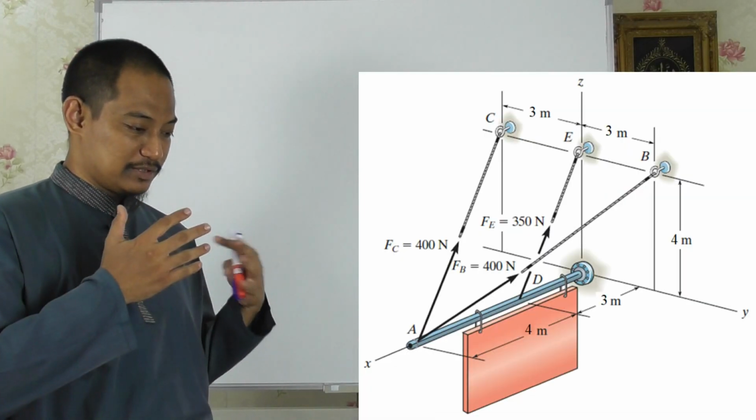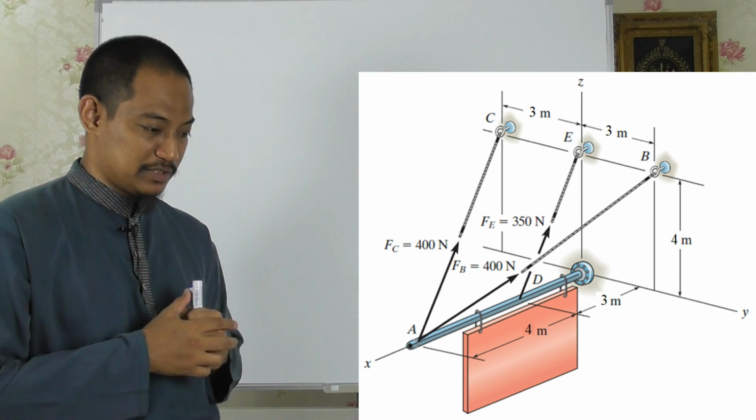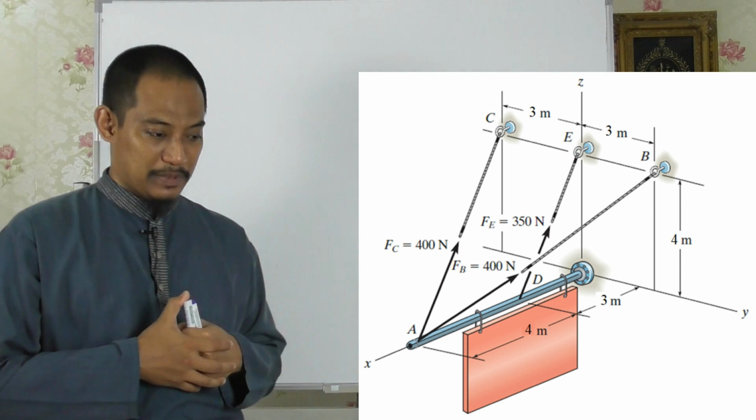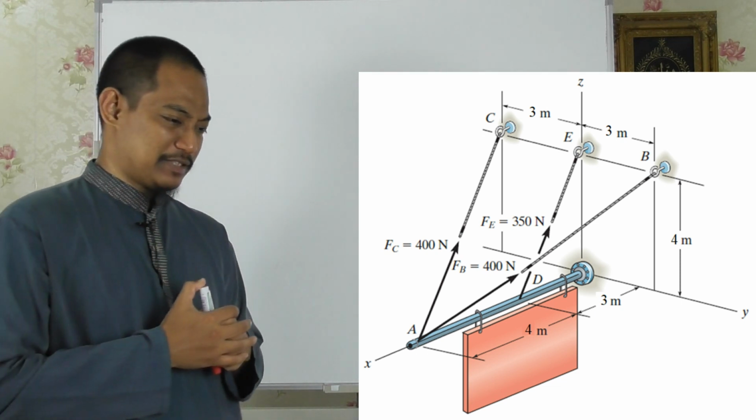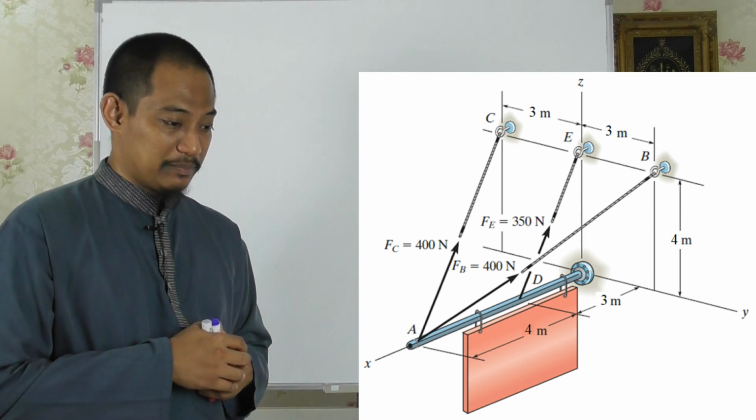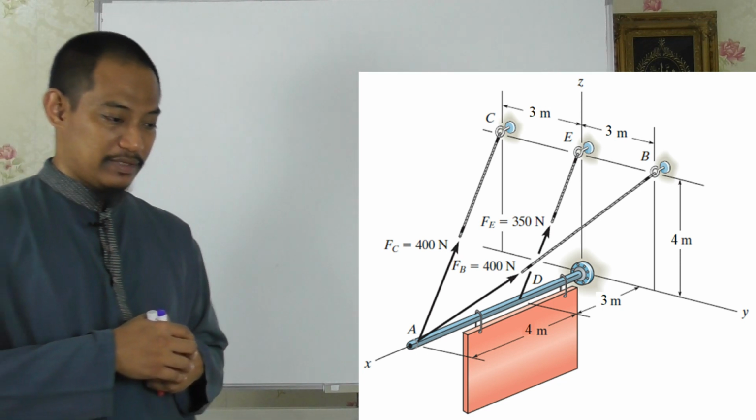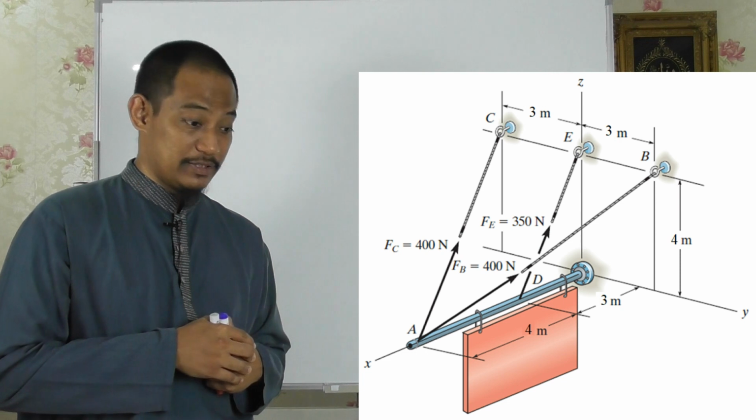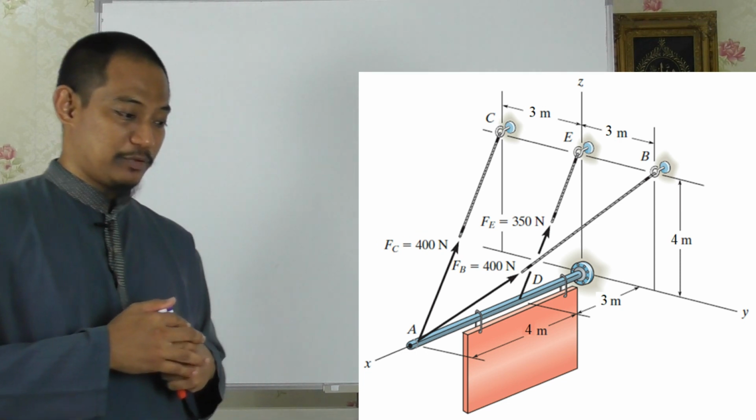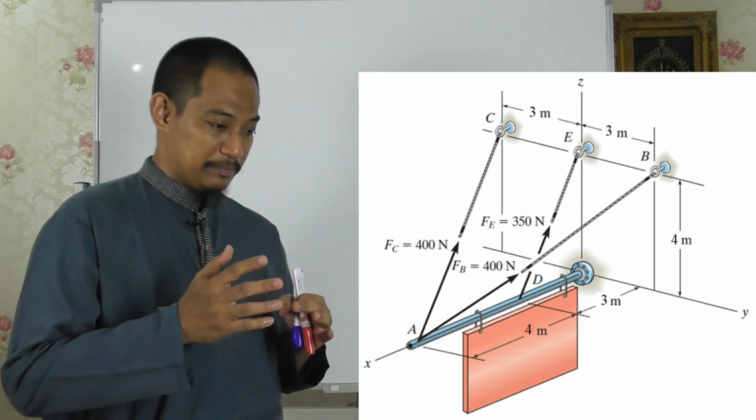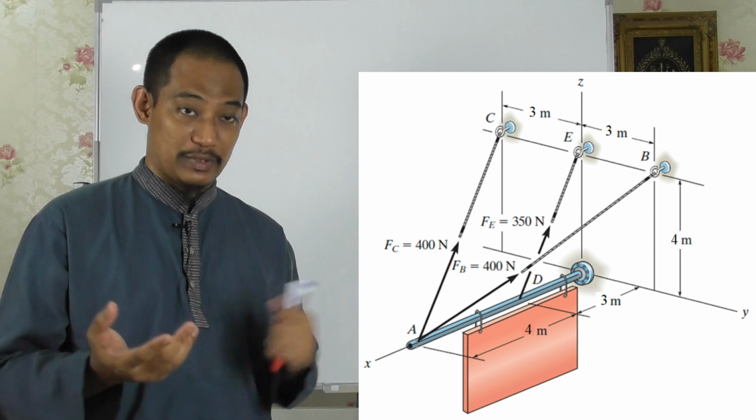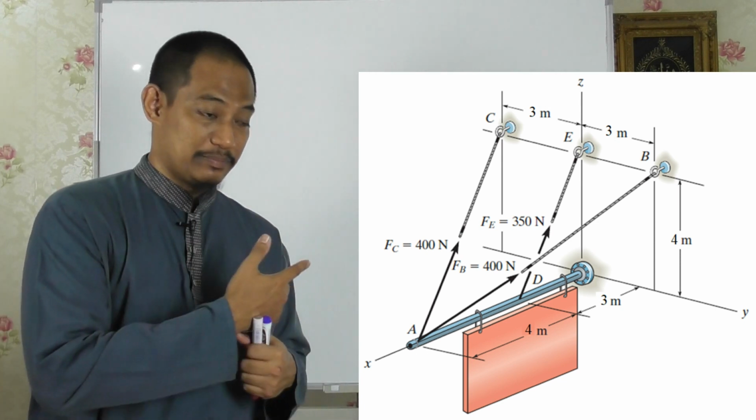So we have the structure there with some forces in each cable, and we have part A and B. Part A: express the force Fe as a Cartesian vector form. Part B: determine the magnitude and coordinate direction angles of the resultant force of the 2 forces acting on the sign at point A, right? Part A is straightforward, getting one of the forces as a Cartesian vector. We have done that in the previous example as well.